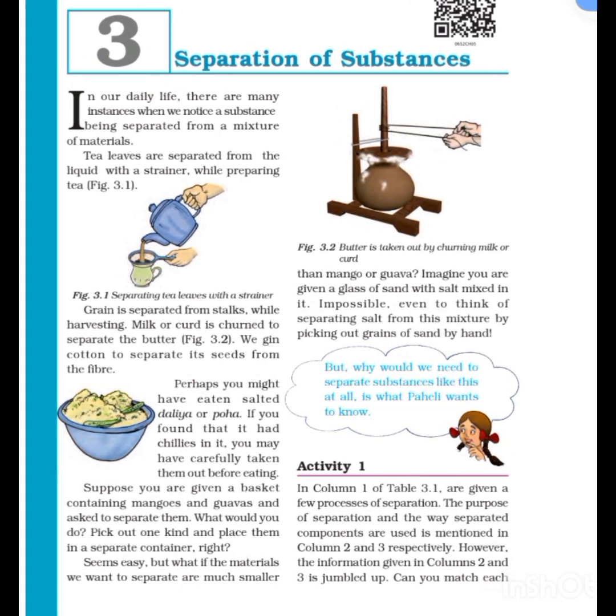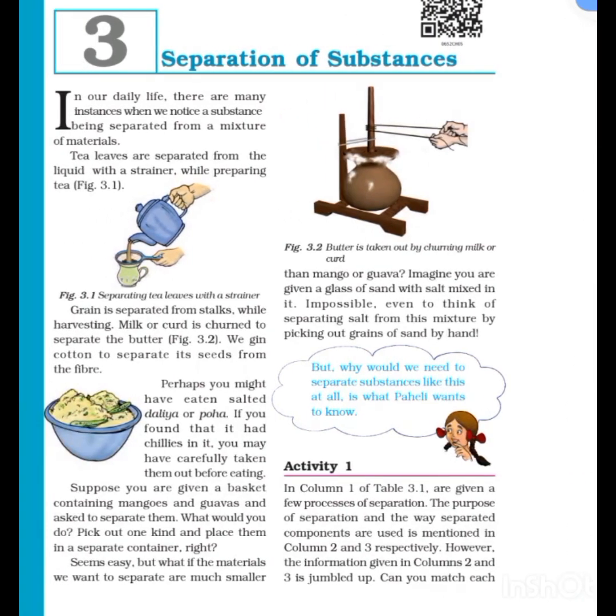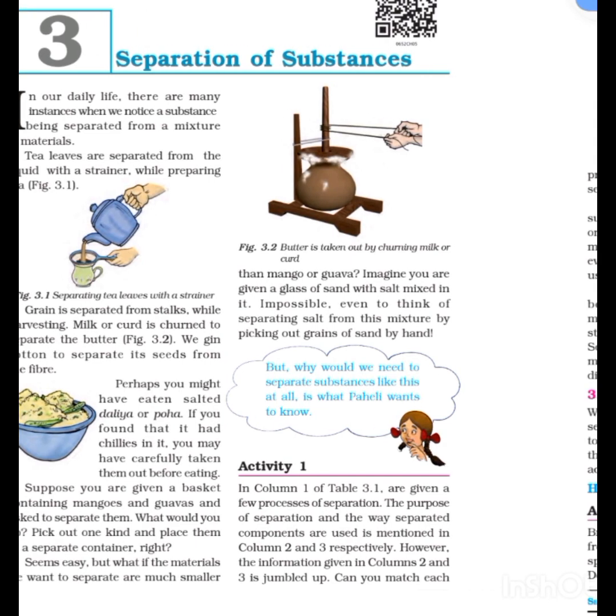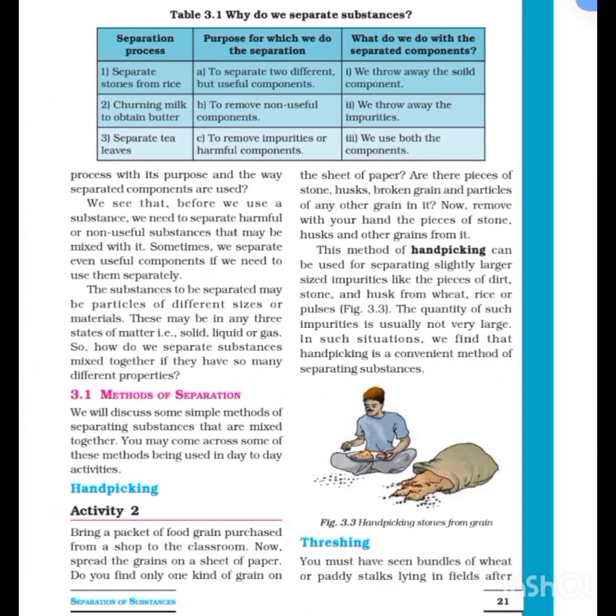Okay, so but why would we need to separate substances like this at all is what Paheli wants to know. ये जानना चाहती है. In column 1 of table 3.1, you can see this one, 3.1, जहाँ पे चाय छन रही है. In column 1 of table 3.1 are given a few processes of separation, and the purpose of separation and the way separated components are used are mentioned in column 2 and 3 respectively. However, the information given in columns 2 and 3 is jumbled up. Can you match each process with its purpose and the way separated components are used?